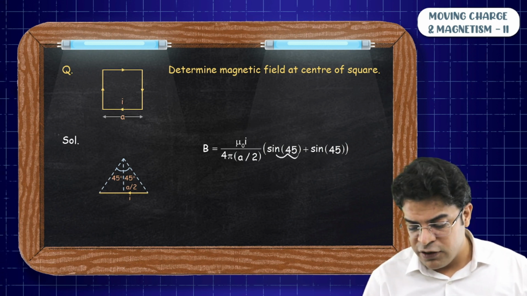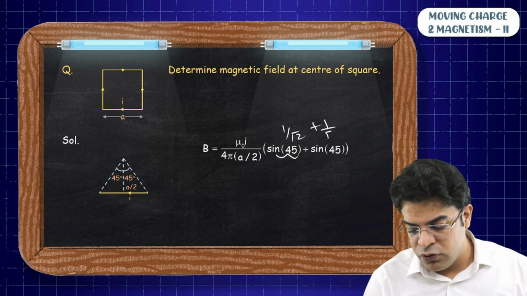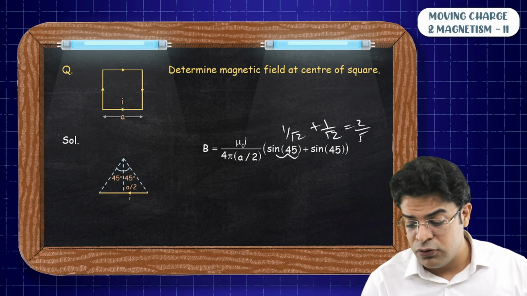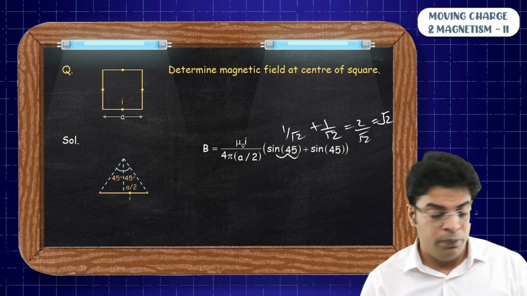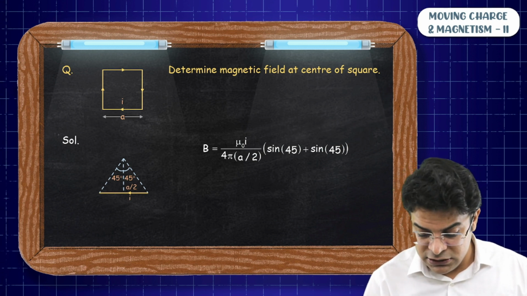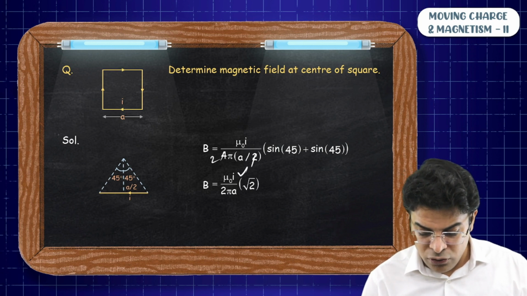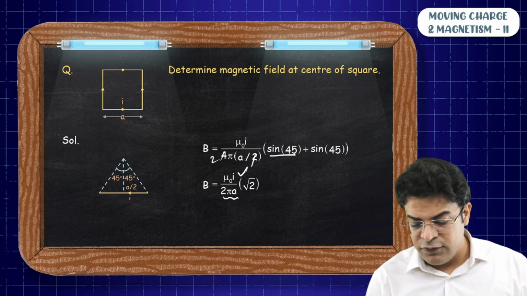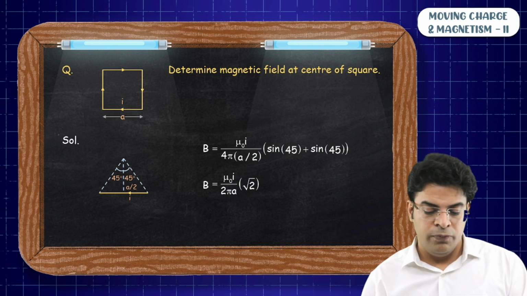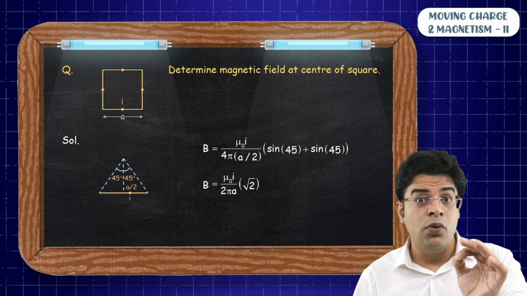Now sine 45 is 1 by root 2, so 1 by root 2 plus 1 by root 2 gives you 2 by root 2, and 2 by root 2 gives you root 2. So what you get here is this 2 can cancel, and you get B equals mu naught I by 2 pi a into sine 45 plus sine 45, which is root 2. Now this is the magnetic field due to one side.